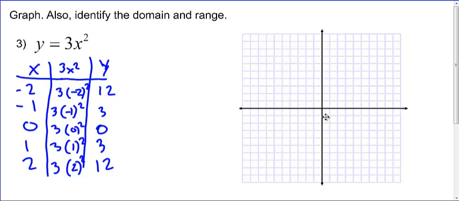Now, as you would expect, since this is in fact a graphing problem, we'll go ahead and graph. -2 and 12. Now I know 12 is off my screen just a little bit. I'm going to kind of just estimate it to be up there just so I have an idea where it might be. Then -1 and 3 would be right there. 0, 0, 1, 3, and then finally 2 and 12. Now, this is a parabola. It's a pretty steep parabola, but it still is definitely a parabola, and hopefully you're having better luck than I am at drawing it.